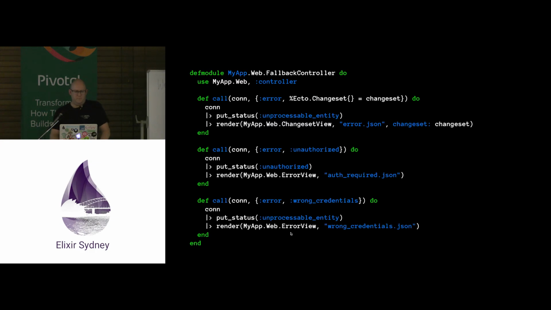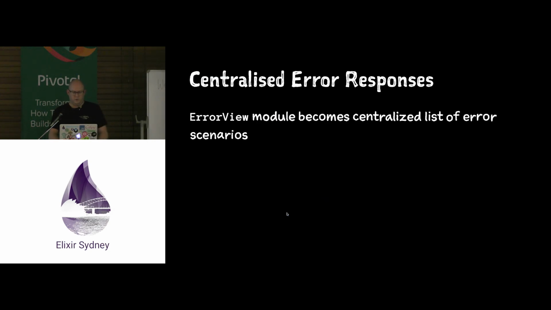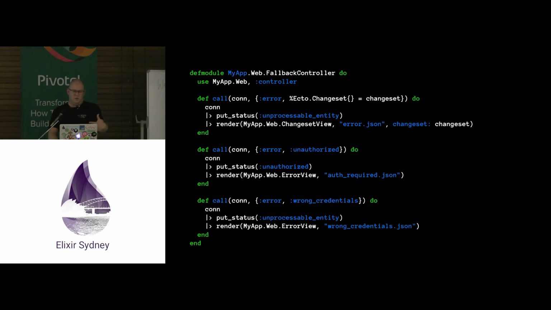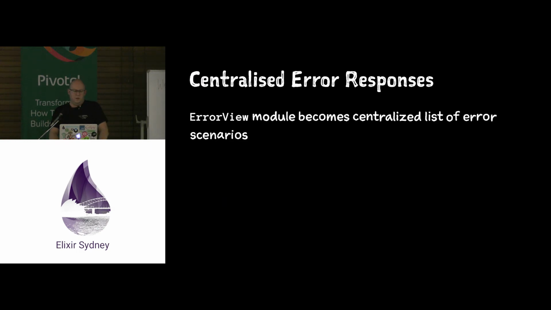So that's the fallback controller. It's just a normal controller. And all you're doing is pattern matching on errors that could happen. So there's a changeset error, so we couldn't do that thing, so we return unprocessable entity. These are just mapped to normal HTTP response codes. Here we're going unauthorized, here wrong credentials, etc. And these can be used across controllers. So in an API, for example, it's super useful because you're going to have that all over the shop, and you don't want to repeat yourself in every single action in every single controller. So that's pretty handy. It basically just becomes a centralized list of error scenarios.